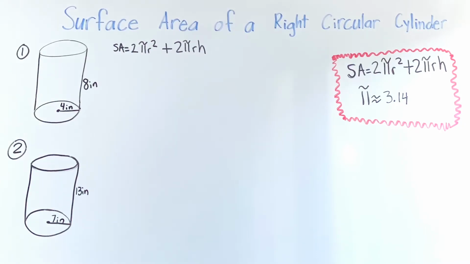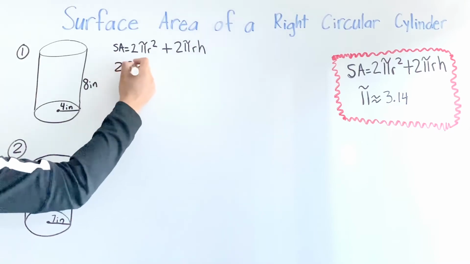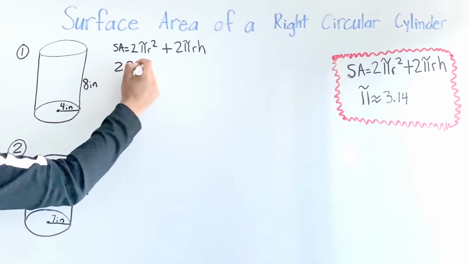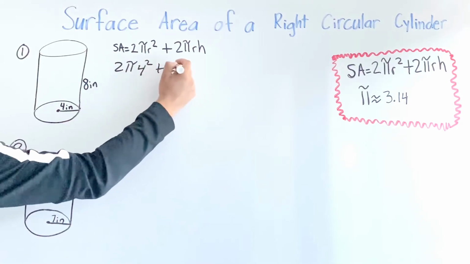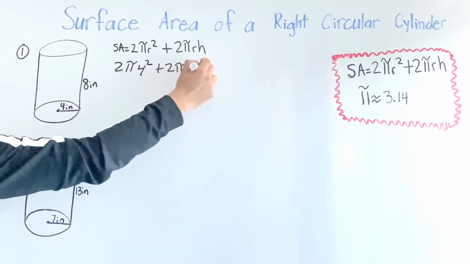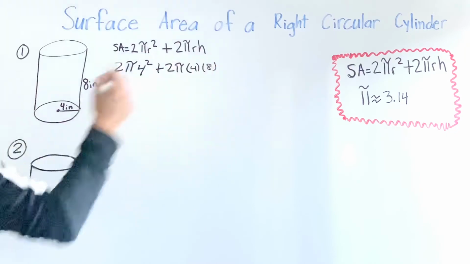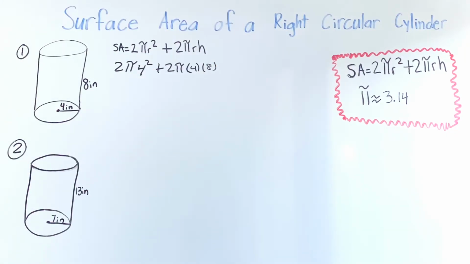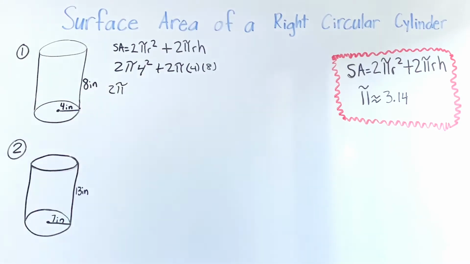For number 1, we have our radius to be 4 inches and our height to be 8 inches. So we're going to start with 2 pi, our radius is 4, squared, plus 2 pi, and our radius again is 4, and our height, which is 8. Then we can go ahead and multiply and solve as much as we can. 2 pi. And I'm going step by step.